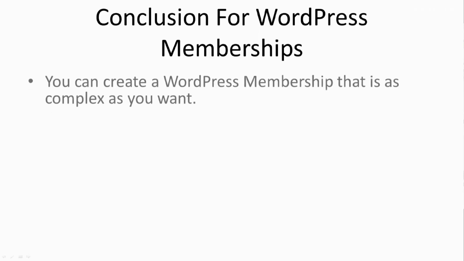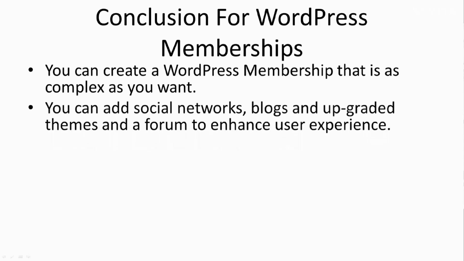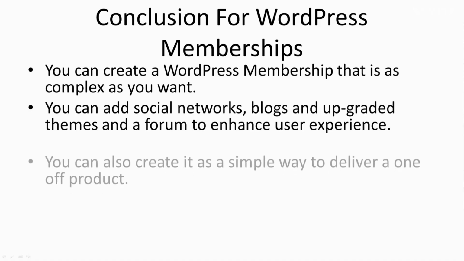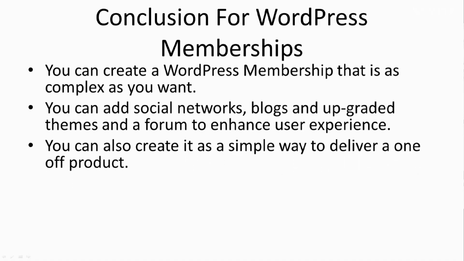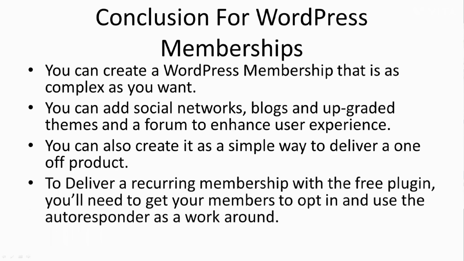In conclusion, you can create a WordPress membership that is as complex as you want or as easy as you want, and you can use JVZoo and S2Member in order to do it. You can add social networks, blogging, and an upgraded theme, and even a forum to enhance the user's experience. You can also create it as a simple way to deliver a one-off product if you like. And of course, to deliver a recurring membership with the free plugin, you'll need to make sure to get your members to opt in so that you can use your autoresponder as a workaround.